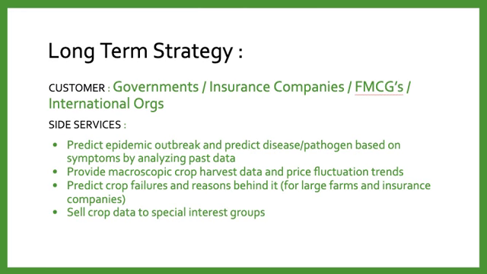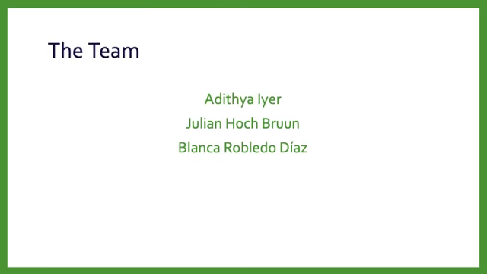We also have a long-term strategy where we want to tie in with insurance companies, FMCGs, and international organizations like the WTO, where for the international unions we can predict epidemic outbreaks and predict which pathogen is responsible for which outbreak, so that the response is as swift as possible. We can provide macroscopic crop harvest data and see the price fluctuation for particular crops in every country. We can predict crop failures and see the reasons behind them, and we can sell crop data to special interest groups.